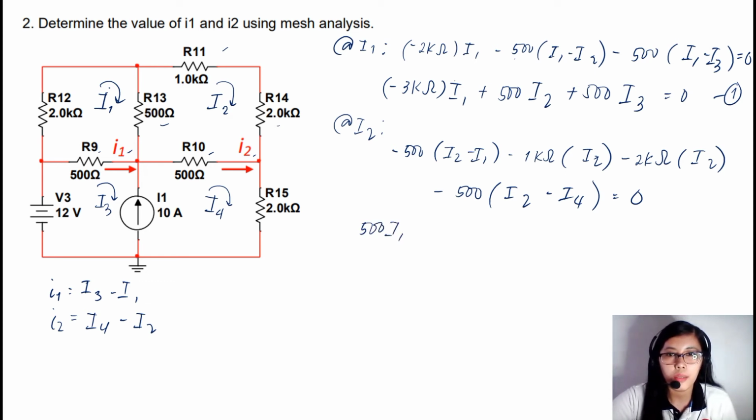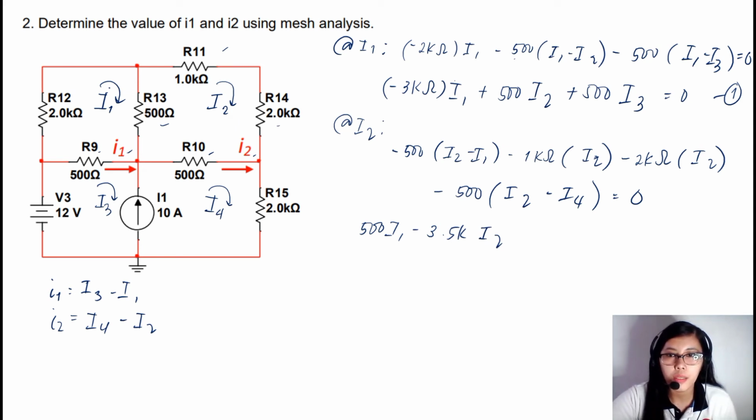Then for I2, we have negative 500 times I2. Then we have this one. So this is I2, negative 3,000 minus 500. That's negative 3.5K I2.